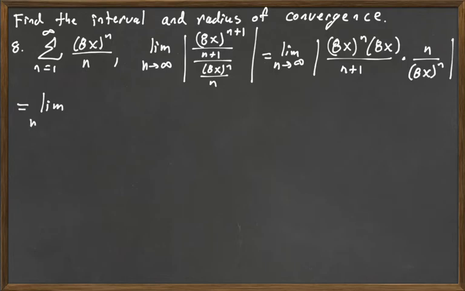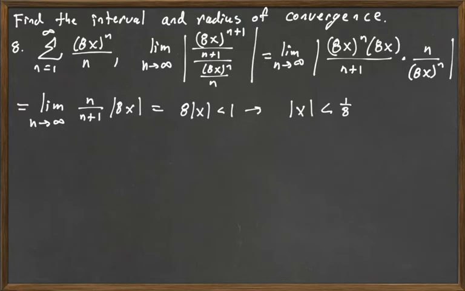Okay, the 8x to the n's will absorb, so we have the limit as n goes to infinity of n over n plus 1, absolute value of 8x. The limit as n goes to infinity of n over n plus 1 is going to be 1. So this is going to be 1 times the 8, and then we'll put the absolute value just on the x. And that's going to be less than 1. Okay, then we're going to divide both sides by 8. So this says the absolute value of x is less than 1/8. So it says negative 1/8 is less than x, which is less than 1/8.